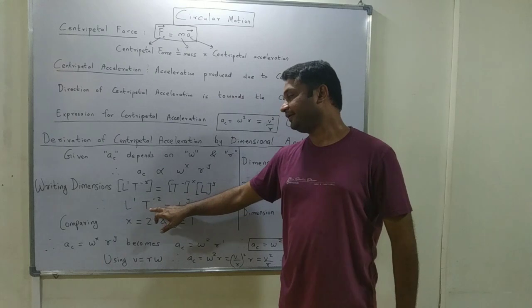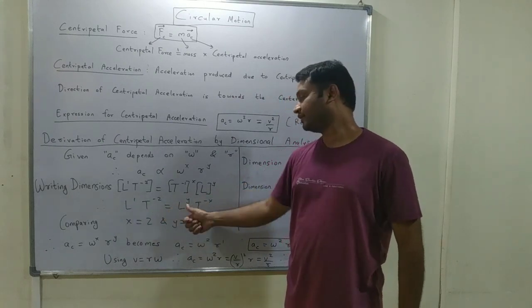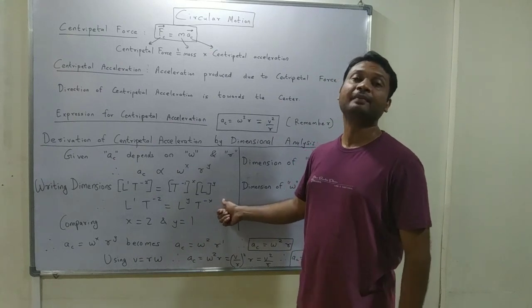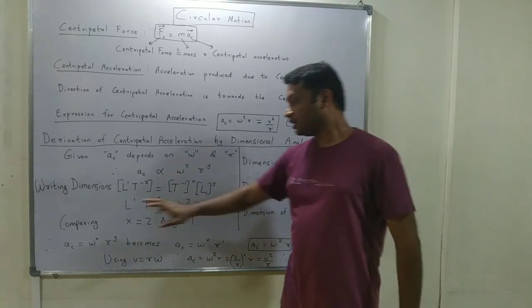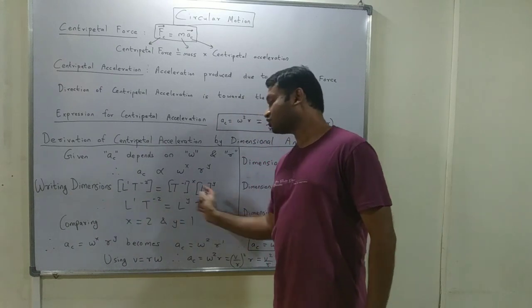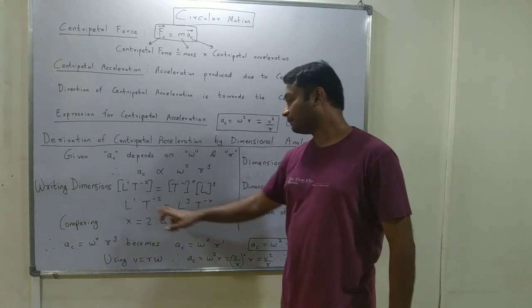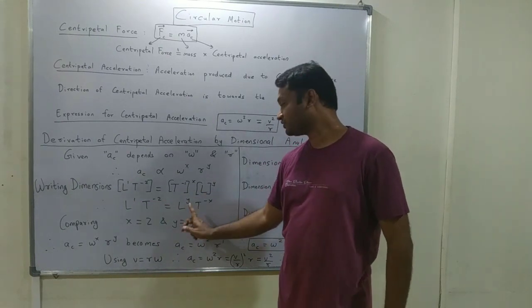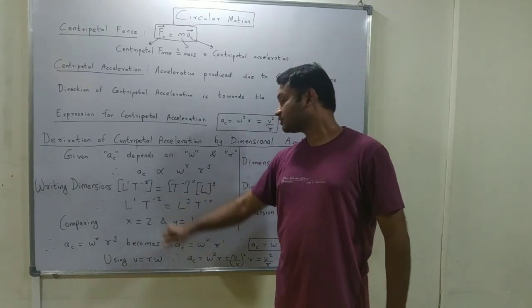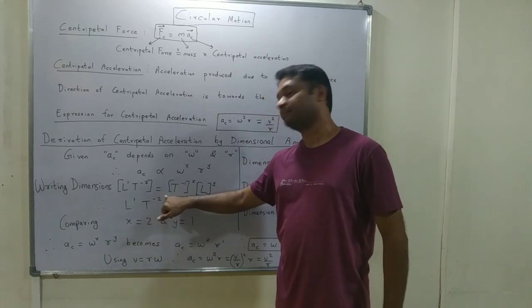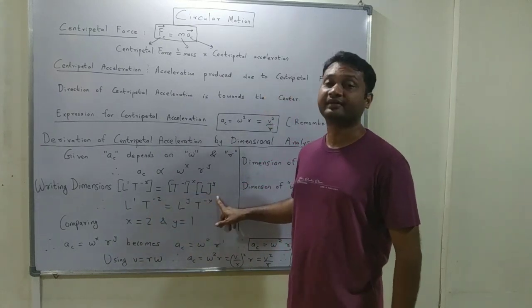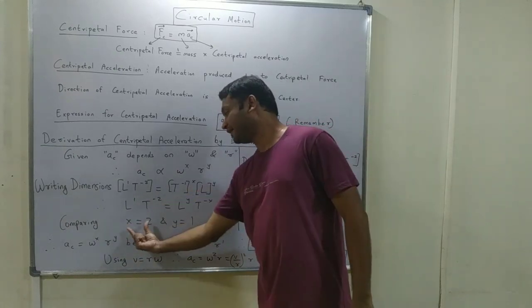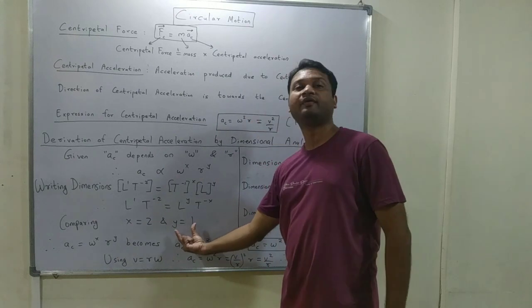Therefore, L^1 T^-2 equals L^y T^-x by simple mathematical rearrangement. Comparing the powers of the two sides, we have the power of length here as 1 and the power of length here as y. Hence, y equals 1. Similarly, the power of time here is minus 2 and power of time here is minus x. Hence, x equals 2. Thus, comparing, we get x equals 2 and y equals 1.